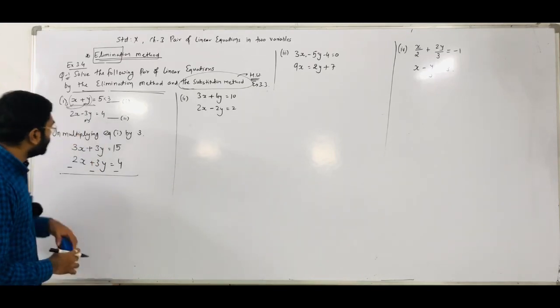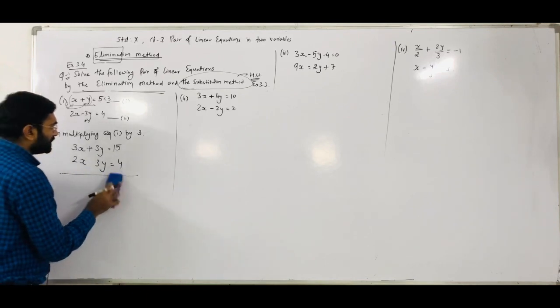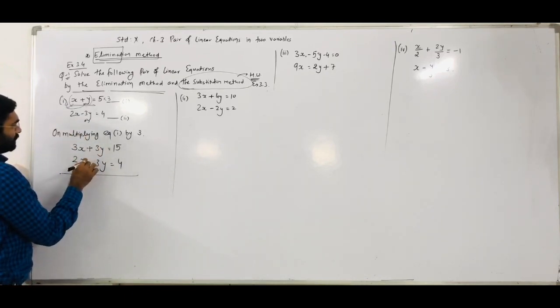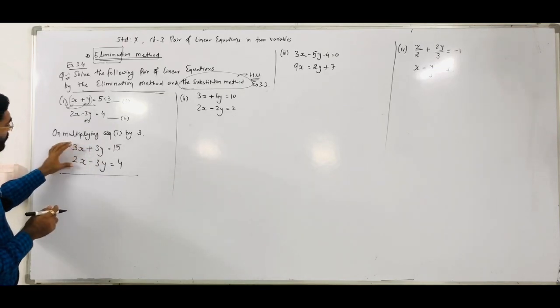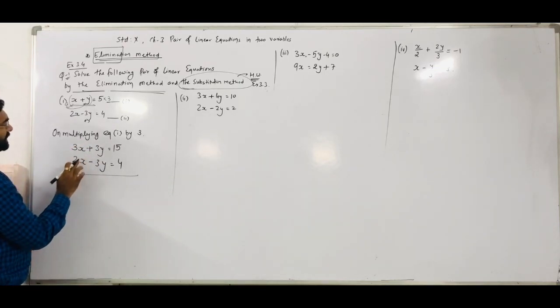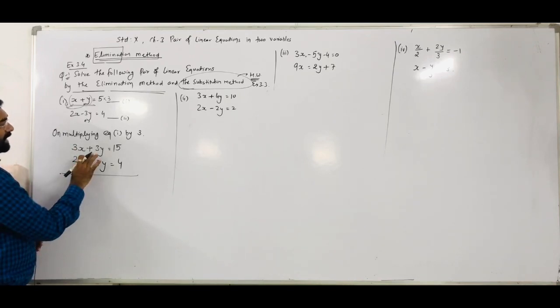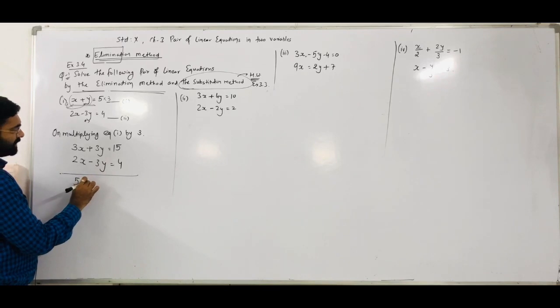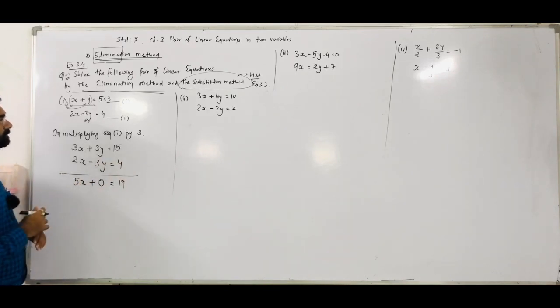Whenever both terms have the same sign. But here in this question, the sign is not the same. It is different. The same term's sign is different, right? So what we have to do? We have to add them. So minus 3x plus 2x, addition of that becomes 5x. Minus 3y plus 3y becomes 0 only. Is equal to 15 plus 4, so we get 19.